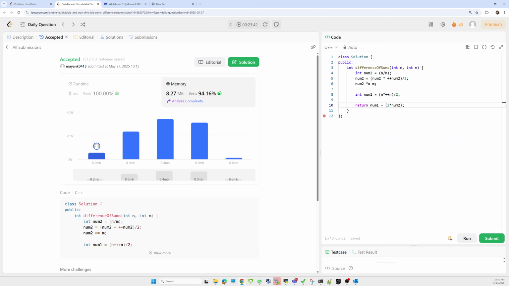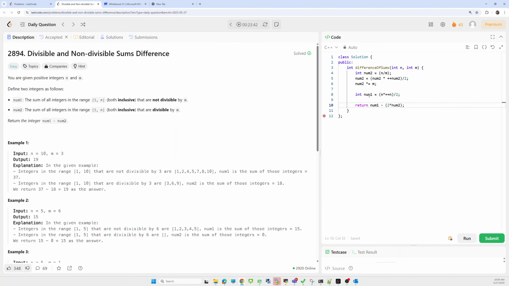I think this mathematical approach is very clear to all of you, including the pattern behind how we calculate num2 in one step, applying mathematics and arithmetic progression. Okay, thank you all.